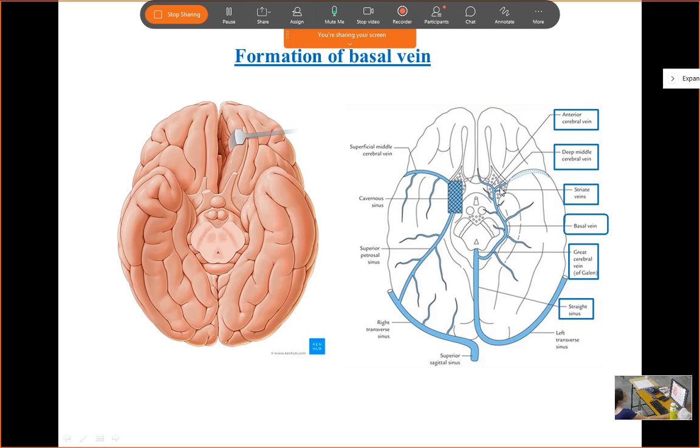So the basal vein on both sides surrounds the midbrain area, they have cut it. Here you can see on both sides of the midbrain they are coming and they will ultimately drain into the great cerebral vein, which is continuous with the straight sinus. Okay, so these are the deep veins.